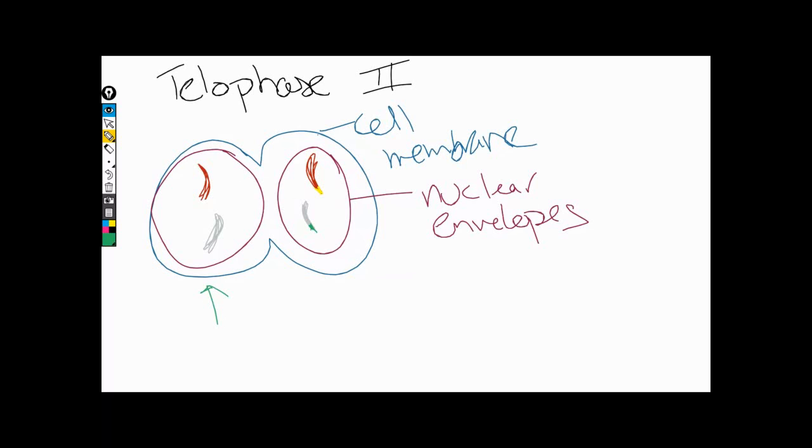I only have one copy now of each, right? I have one copy of chromosome 1 and one copy of chromosome 2. We are officially haploid cells.